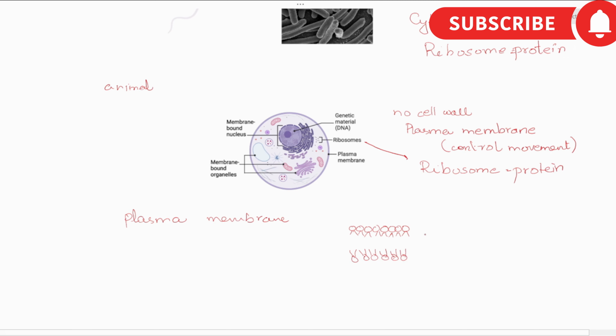So why is this layer so? One part is the phosphate part and the other part is the lipid part. So it is made up of phospholipids. Because there are two layers, we call it a phospholipid bilayer.